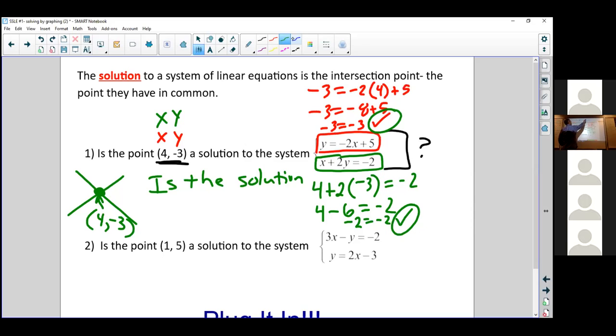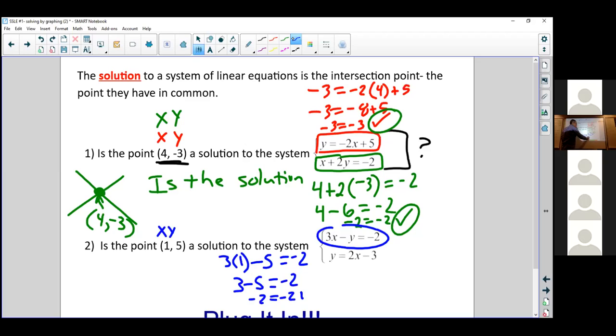So then we're going to go down to this next problem and say, okay, well, this is an X and Y value. I'm going to plug that X and Y value into here. So I'm going to get 3 times my X value, which is 1, minus Y, which is 5 is my Y value. Is that equal to -2? So I get 3 minus 5, that's equal to -2. That means -2 equals -2. So that is correct. So that means 1 comma 5 exists on that first line.